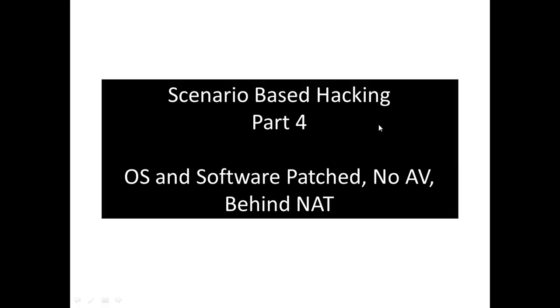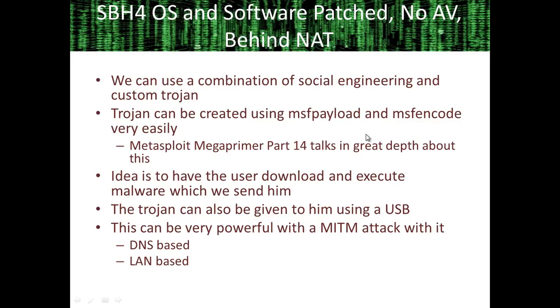In this video, we will look at a scenario in which both the operating system and the software installed on the victim computer are fully patched. However, there is still no antivirus and the victim is behind the NAT. So how do we take up this scenario? Well, because all the software is patched, it would not be possible to target any specific software. This is where we can use a combination of social engineering and a custom Trojan.